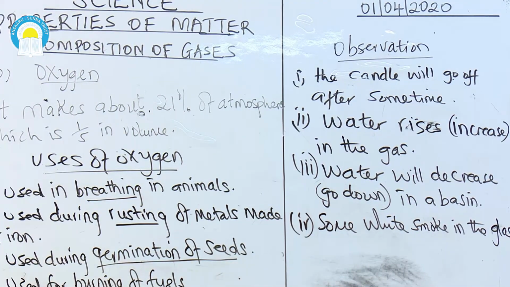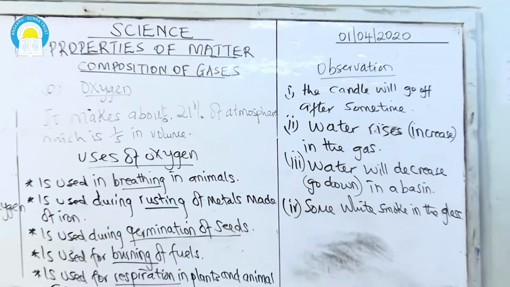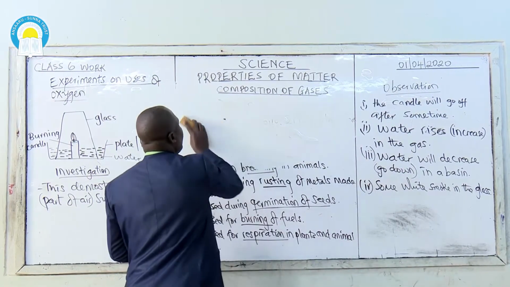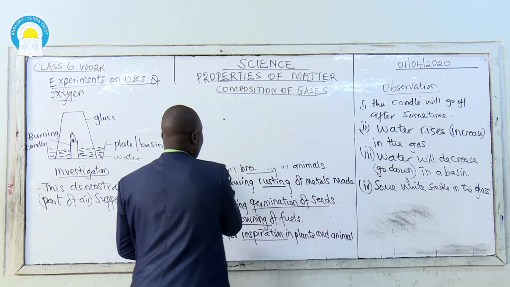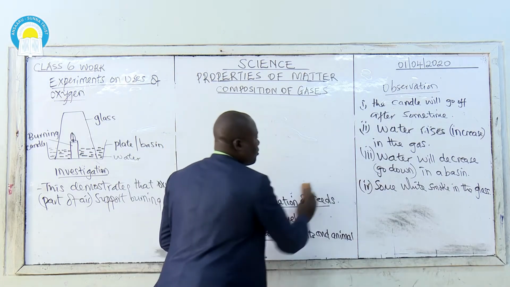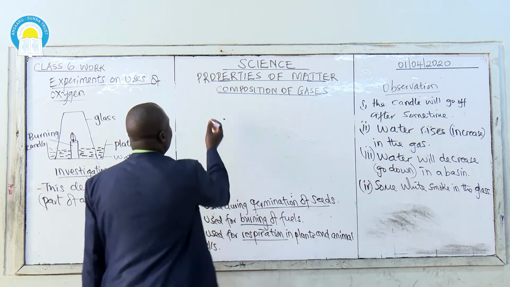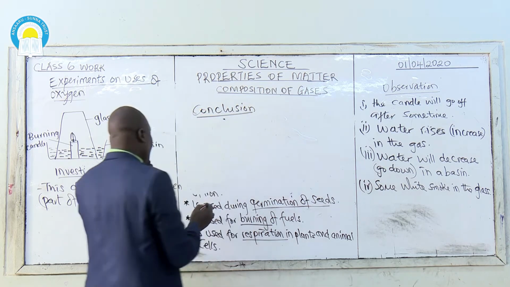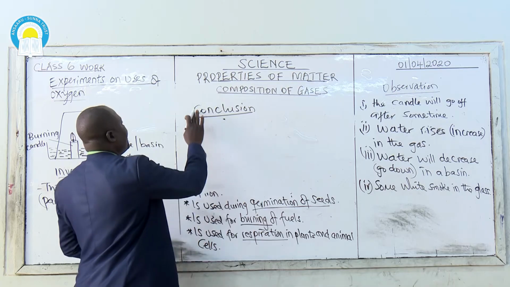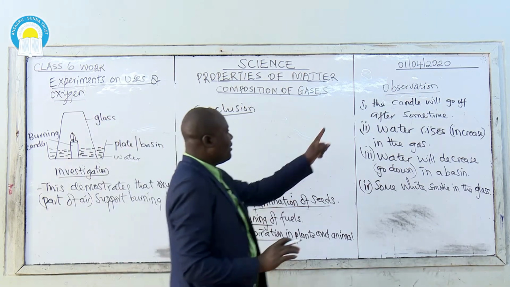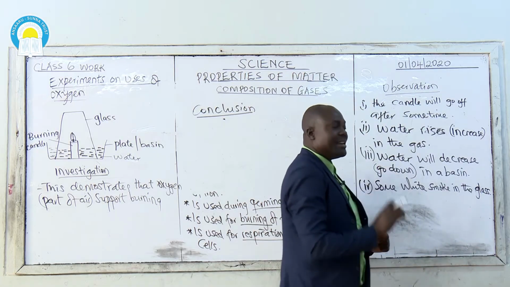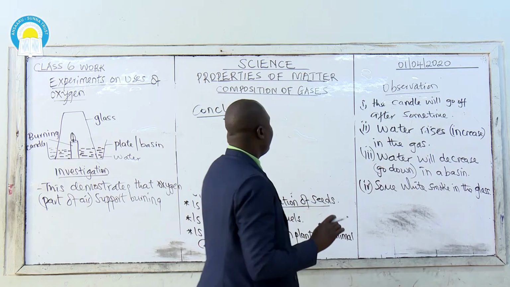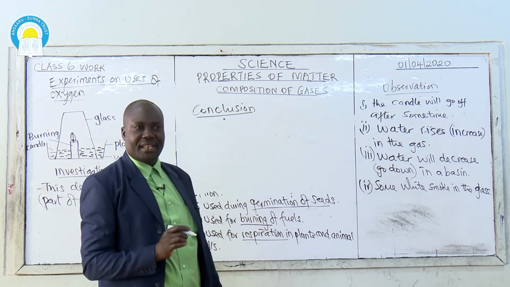As I summarize about uses of oxygen in experiment form, we are going to look at what you call conclusion. We summarize with conclusion. Conclusion about uses of oxygen. Conclusion is what you think about what you have seen. One, the candle will go off after some time. Remember, the candle cannot go off immediately, but it goes off after some time. Therefore, what makes this candle go off after some time?